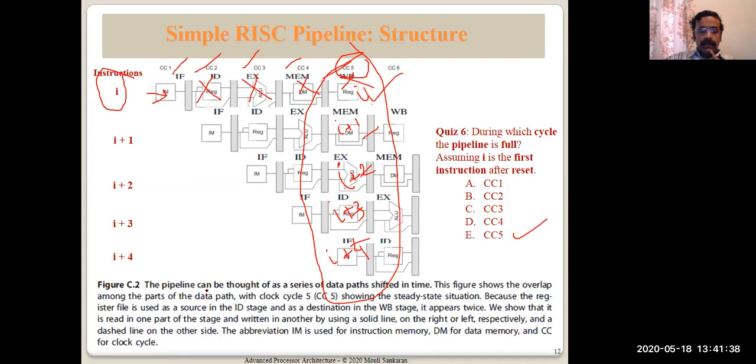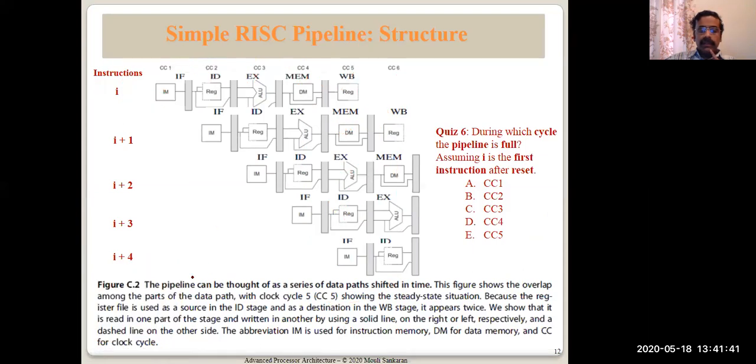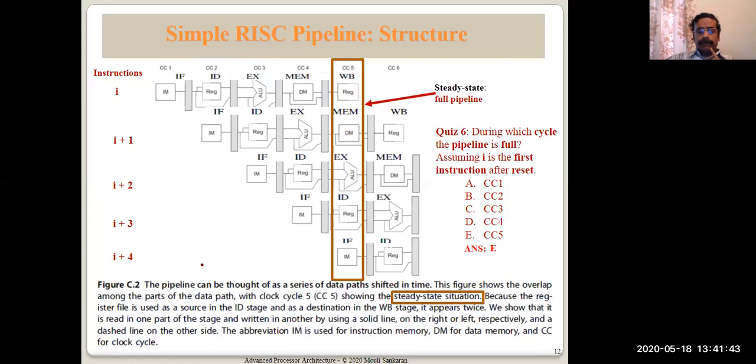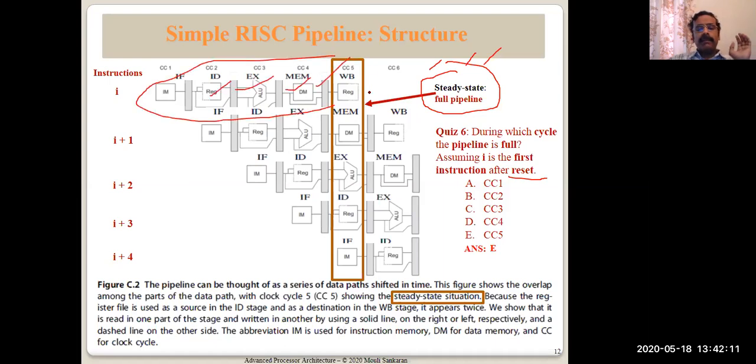Let me erase it. This is called a steady state, and it is the full pipeline. After CC6, CC7, if instructions keep coming and they all get executed without any delay, the pipeline will always be full. Only in the beginning, on reset maybe, or for some other reason, which I will tell you later, the pipeline will be empty and you are refilling the pipeline with new instructions.